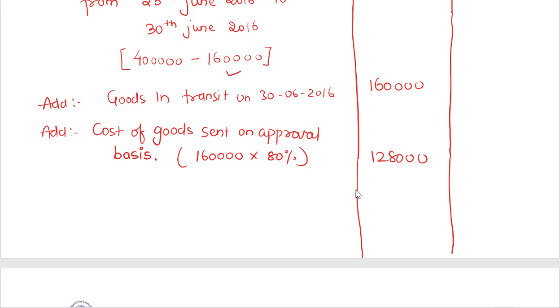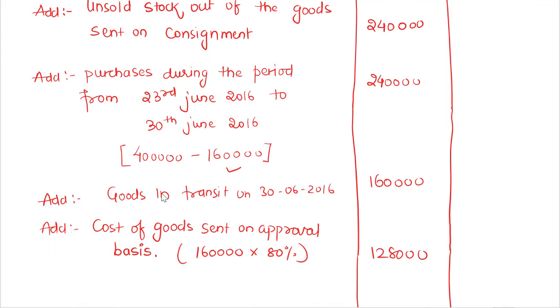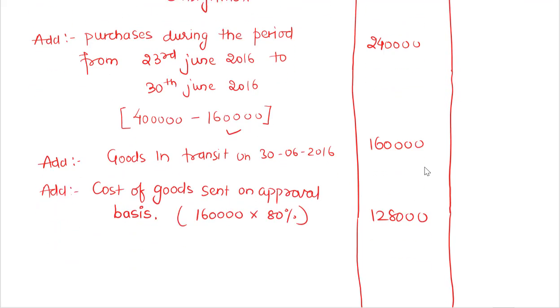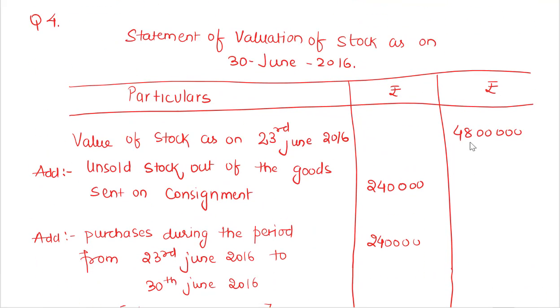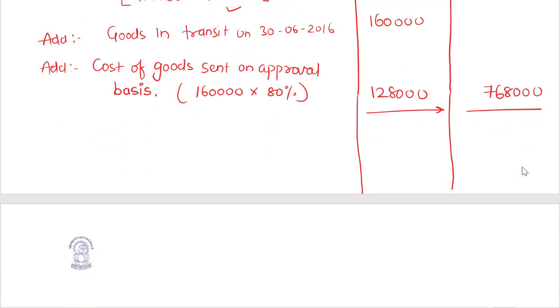Let us come to the original question. Value of stock, just make a total of it, add. 2,40,000 plus 2,40,000 plus 1,60,000 plus 1,28,000 equals 7,68,000. Make a total of 48 lakhs plus 7,68,000, that is 55,68,000.